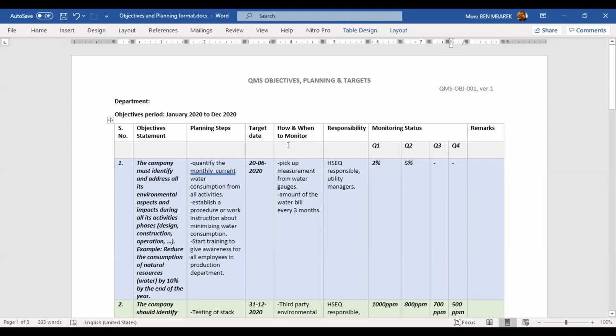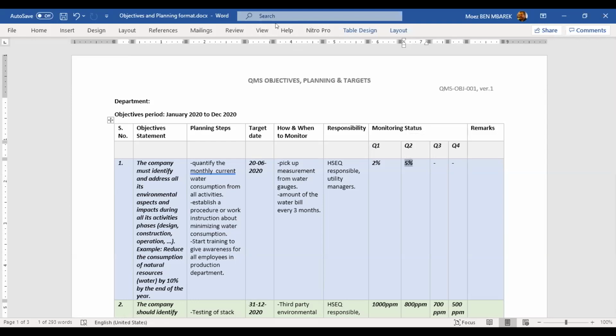How and when to monitor? We will take measurements from the water gauge every 3 months, for example, and the amount of the water bill every 3 months also. To monitor this, the responsible are the HSEQ responsible and the utility managers. So we reduce by 2% for the first quarter, second quarter 5%, and inshallah we wish to meet this 10% goal.